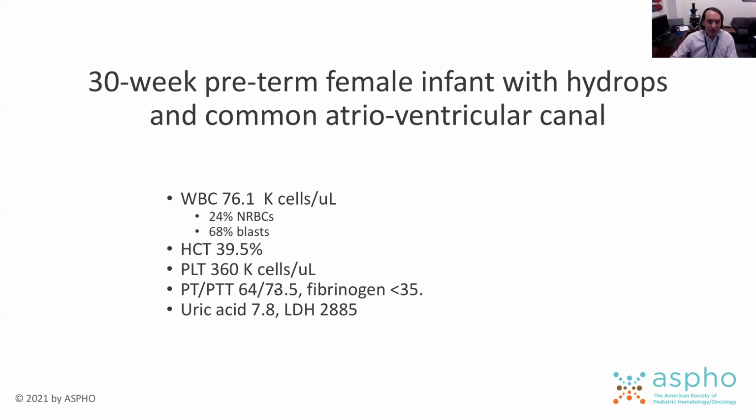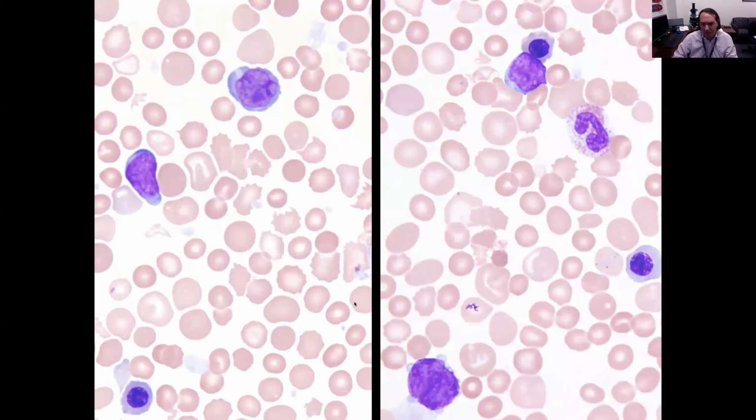Their white count is notable for a very high white count with a large number of nucleated red cells, a relatively preserved but still decreased hemoglobin, a preserved platelet count, a slight coagulopathy, and high tumor lysis labs. Here's some snapshots of the peripheral blood. The red cell morphology is kind of crazy, like you see in many babies.